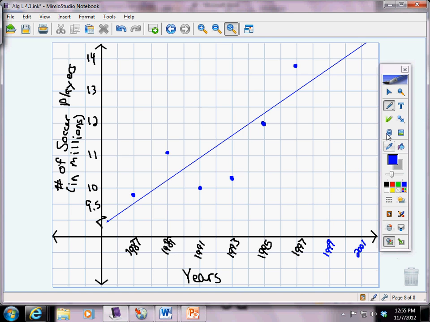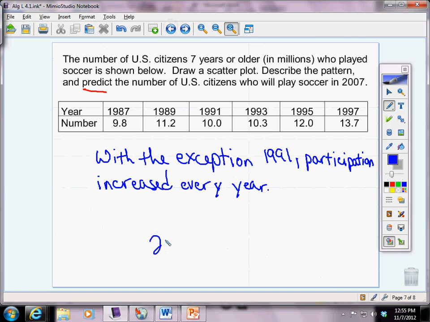2003 would be out here, and again, I apologize, didn't make my graph big enough. So if we said in 2003, we expect maybe to hit around 15 million. 2005, maybe another million, 16 million. So maybe in 2007, approximately 17 million. Somewhere in that. Now it's hard to tell again without extending my graph further.